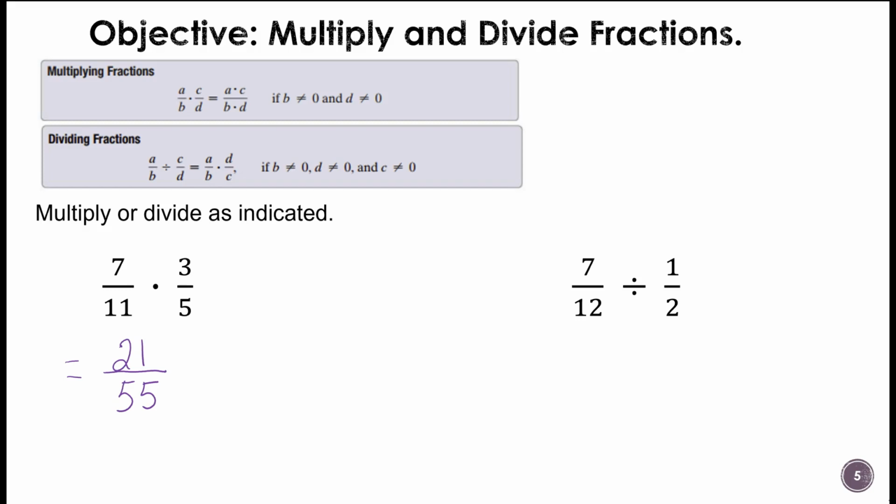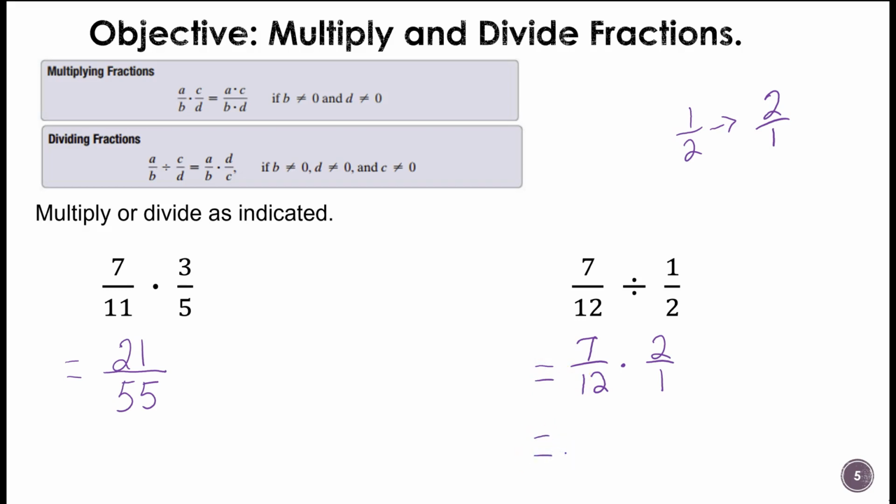On the second one, we're going to divide. Now notice when we divide, we have to rewrite it as multiplication, and we take the fraction that follows the division symbol and we write it as a reciprocal. So the reciprocal of 1/2 would be 2 over 1. Basically, you just flip it. So we take 7/12 times 2 over 1. You could also just write that as 2.